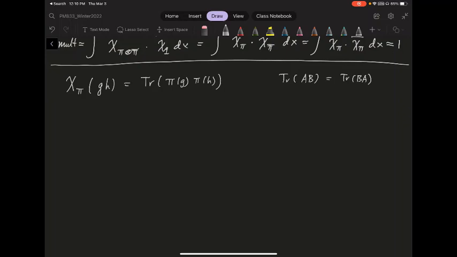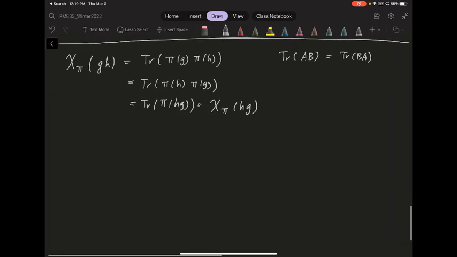So here you can swap the places of pi h and pi g, so it becomes the trace of pi h times pi g. And this is no other than the trace of pi of hg, which is the character evaluated at hg. So you see your function really satisfies this additional condition: chi-pi evaluated on gh is the same as evaluated on hg.